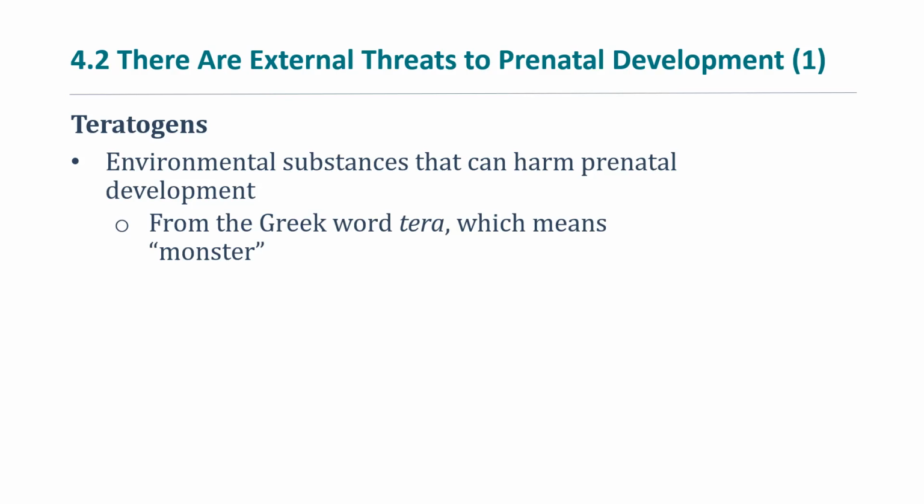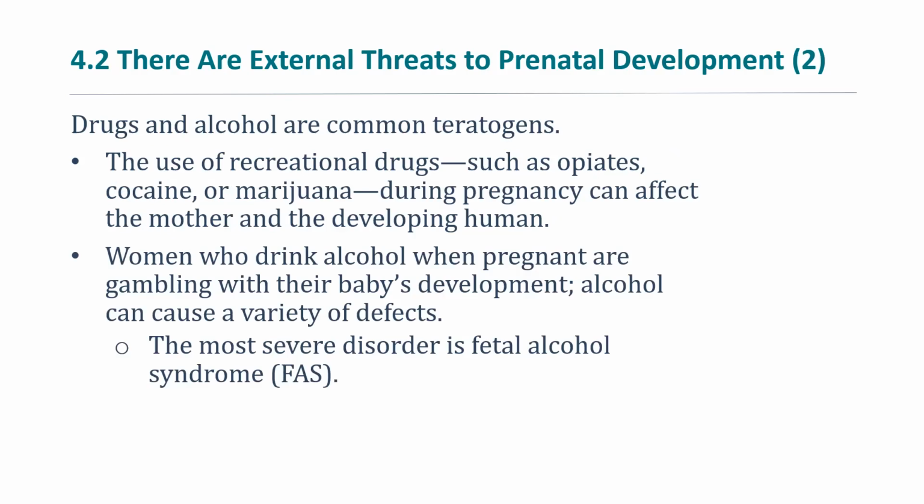We're going to look a little bit more closely at some of these teratogens. We're not going to look at all of them, but we will look at a number of them. And we'll start with drugs and alcohol. So, as it says here, the use of recreational drugs such as opiates, cocaine, or marijuana during pregnancy can affect the mother and the developing human.